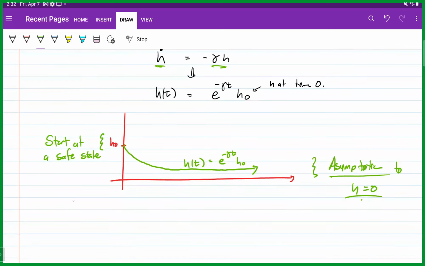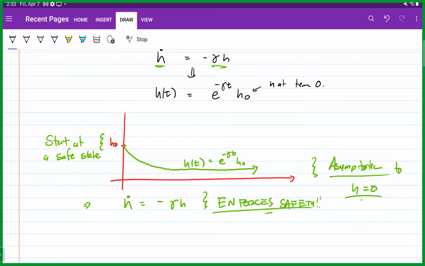Okay, so what this tells us is that the constraint h dot equals minus gamma times h enforces safety on our system. All right. But in optimization, when we're trying to solve these different optimization problems and we're looking at constraints, having a constraint with a pure equality like this is a little bit restrictive.